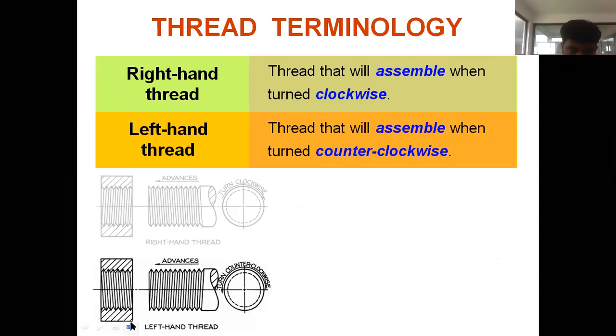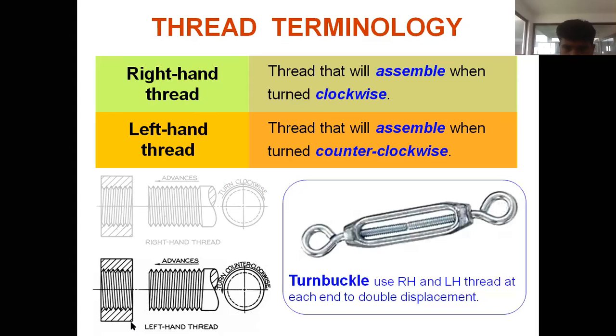Next. So this is a special case, the turnbuckle. A turnbuckle uses a right hand thread and a left hand thread at each end to double displacement. It is a turnbuckle. We have to move this part, one on the right hand side, one on the left hand side.